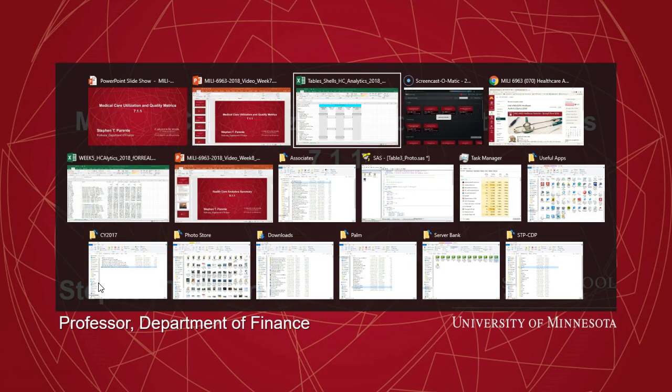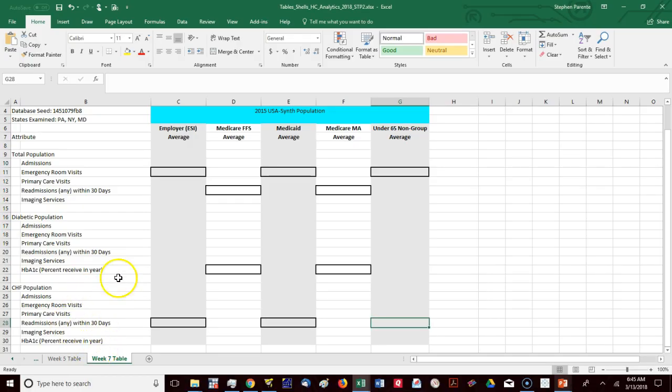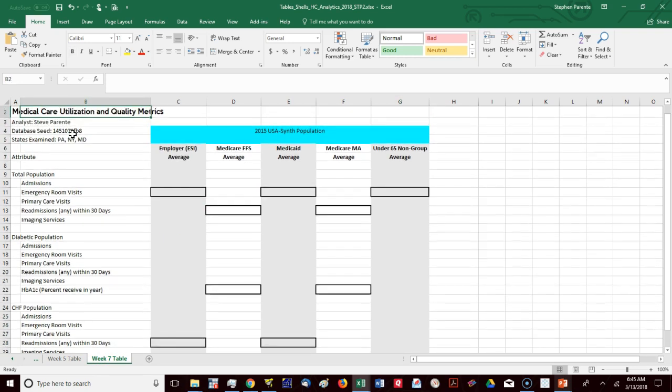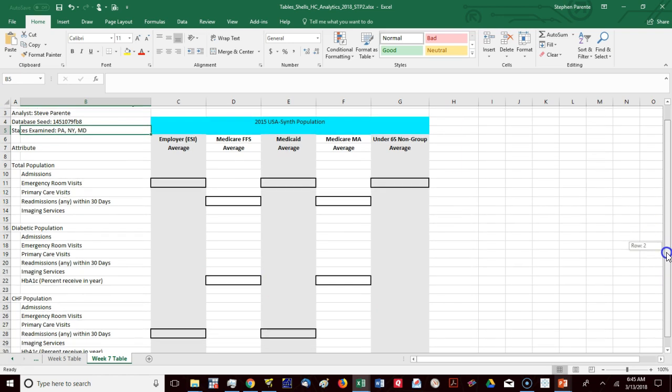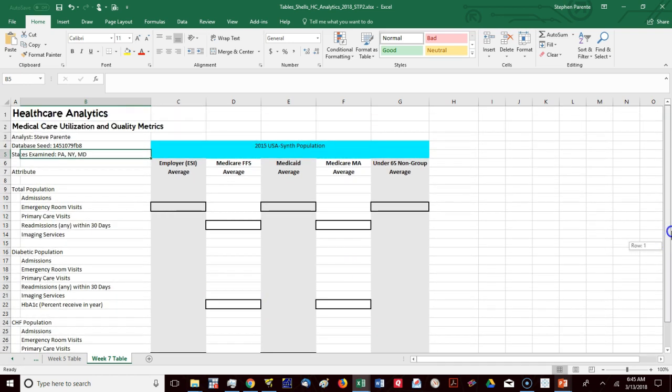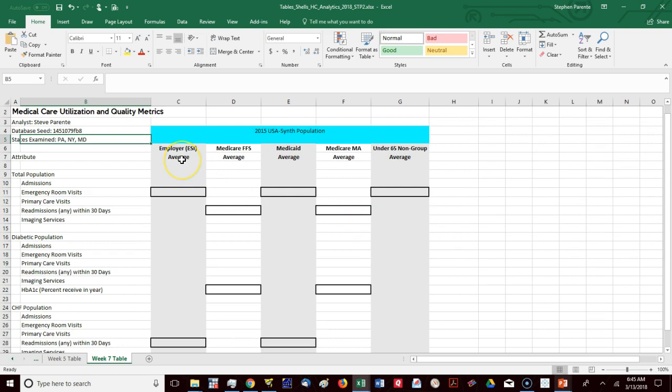So again, let's show you where you're going. This is the week 7 table. Again, you're going to be generating one of these and answering questions in the little black boxes for the SAQ, structured analytic queries. You're going to be customizing and putting in your name, your seed, and whatever state was associated with you that you found several weeks back. And then from there, we're going to be putting in information for employer-sponsored, Medicare fee-for-service, Medicaid, MA, non-group.